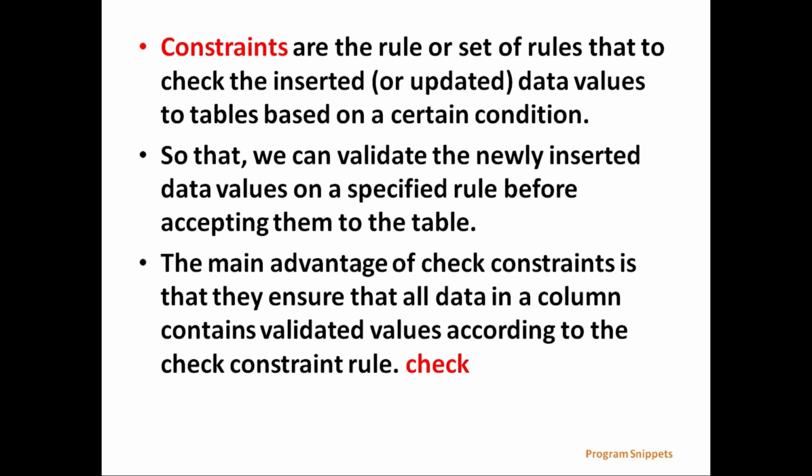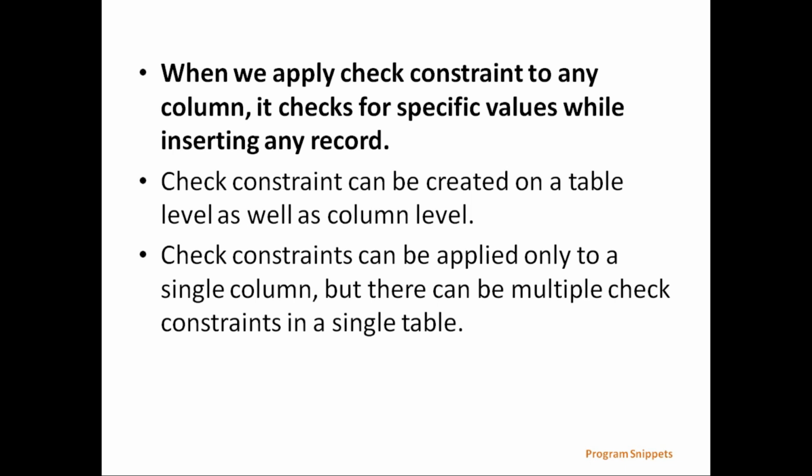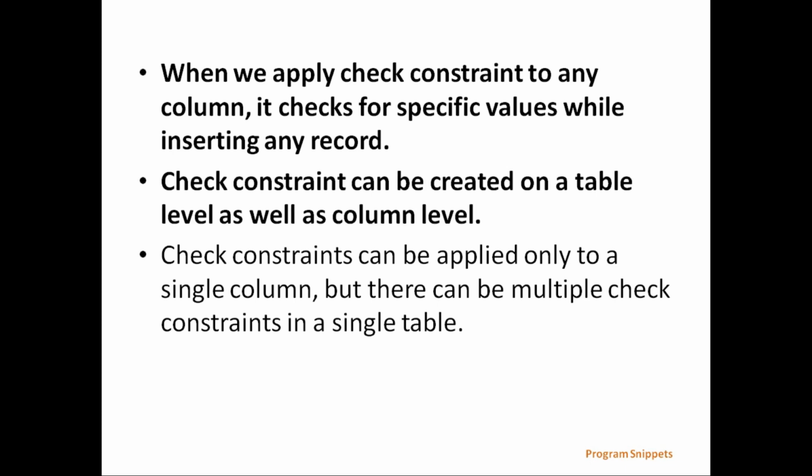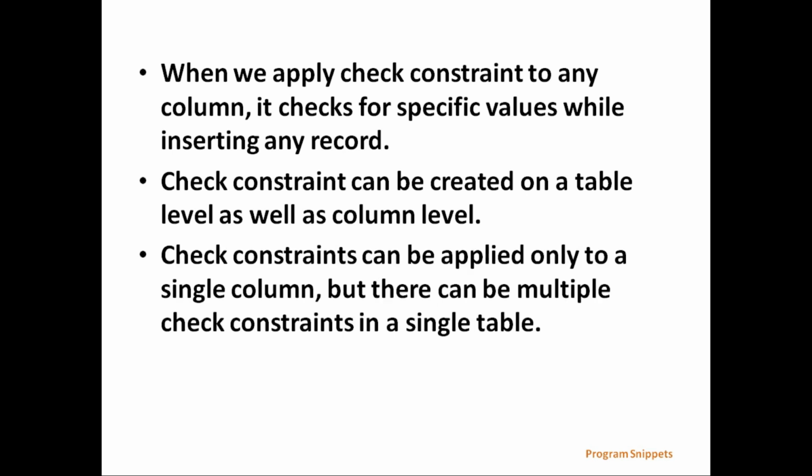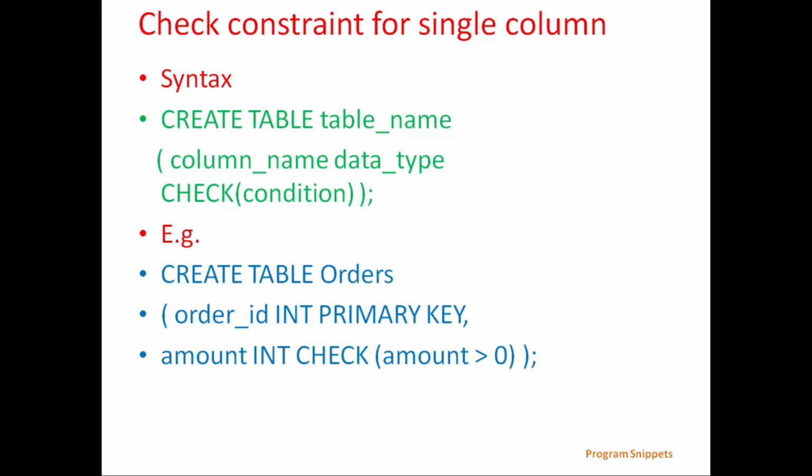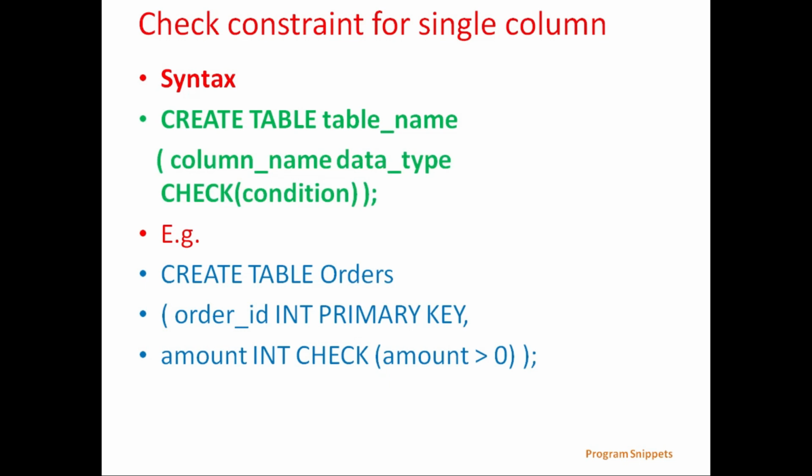The main advantage of check constraint is they ensure that all data in a column contains validated values according to the check constraint rule. We can apply check constraint to any column, then it checks for specific values while inserting any record. Check constraint can be created on a table level as well as column level. Check constraints can be applied only to a single column, but there can be multiple check constraints in a single table. General syntax for applying check constraint for a single column is create table name and then column name with data type and check condition.